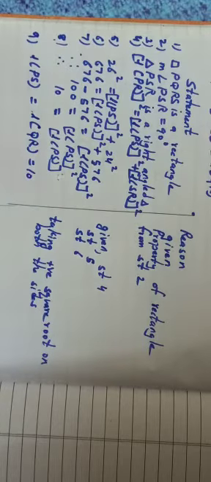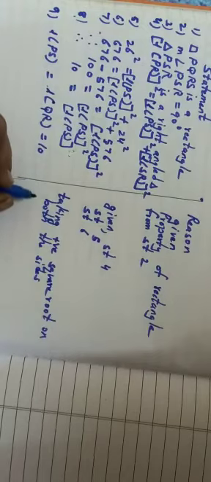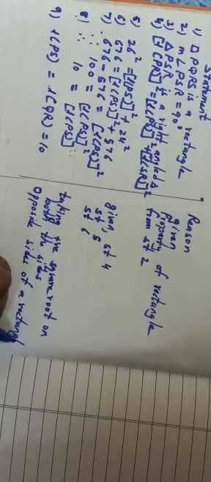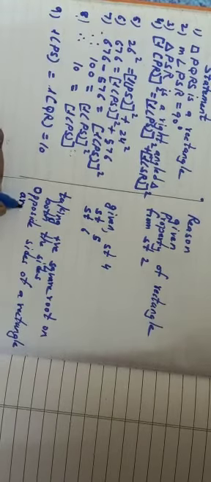So we have not missed out anything. All the sides we have mentioned. We will write: opposite sides of a rectangle are congruent.